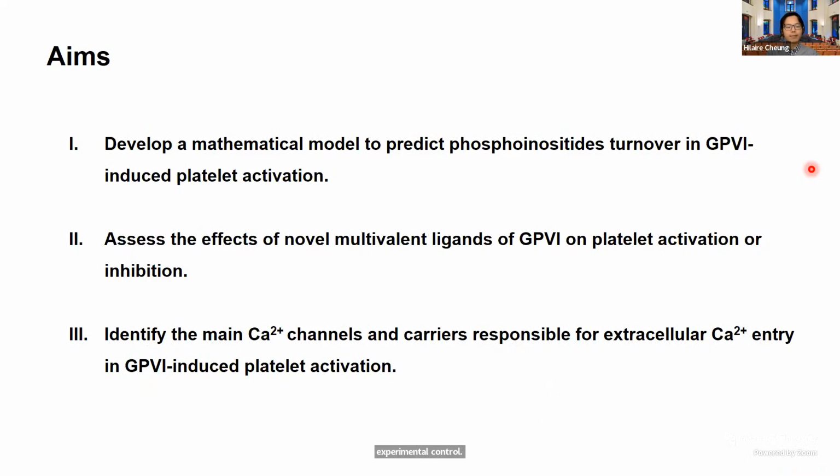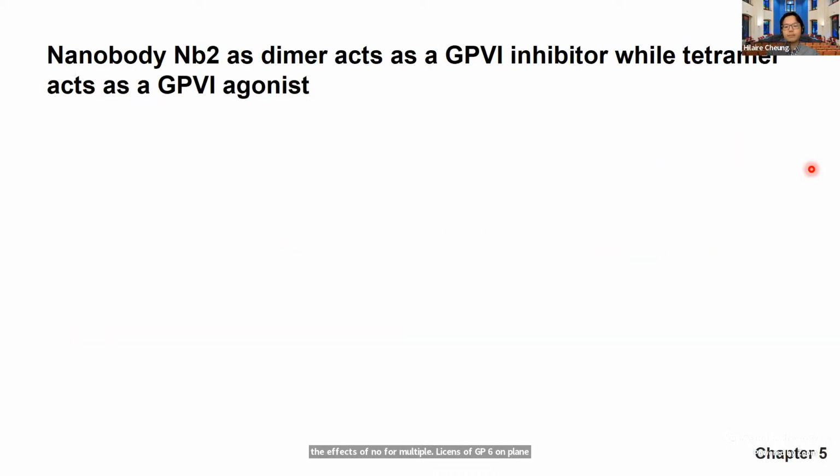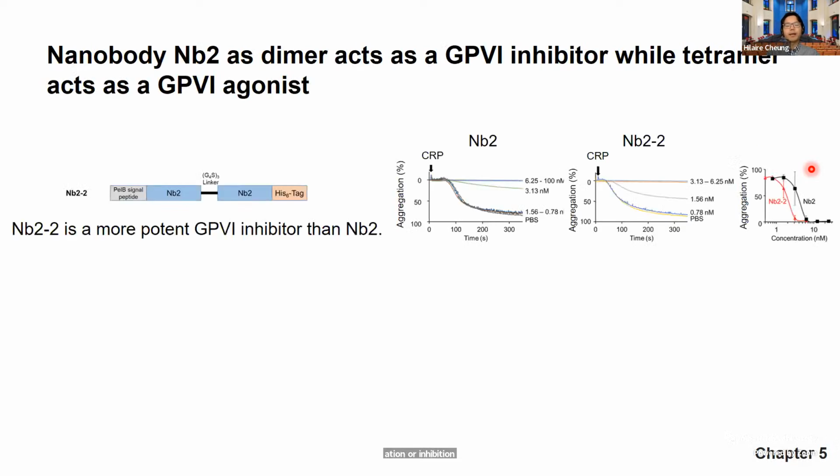Moving on to the second aim, we aim to assess the effects of novel multivalent ligands of GP6 on platelet activation or inhibition. In Chapter 5, based on a GP6-specific nanobody MB2, we've developed a dimer MB22, which is produced by linking two MB2 domains with a flexible linker. And as seen in the aggregation data to the right, we can see that MB22 is a more potent GP6 inhibitor than MB2, inhibiting CRP-induced aggregation at a lower concentration compared to the monomer.